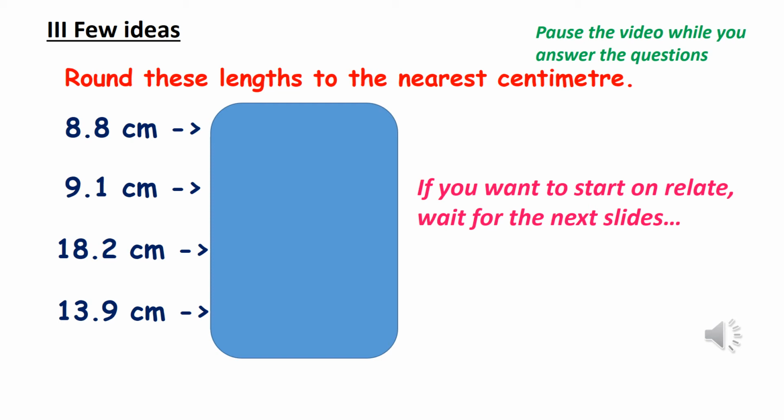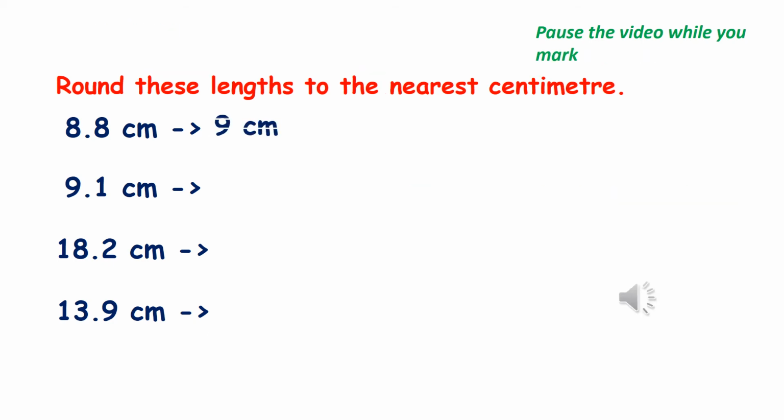One of the reasons it's important to know how to round numbers is so that you can estimate certain measures. So for example, if you were trying to buy meters or centimeters of carpet for your house and you wanted to make an estimate, this is where you could round numbers so you can do the calculation in your head. So have a go at rounding these lengths to the nearest centimetre. How did you get on?